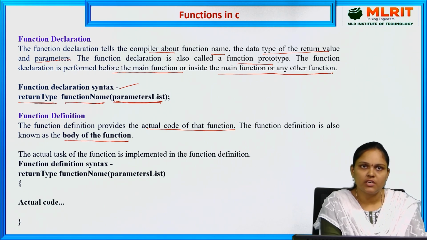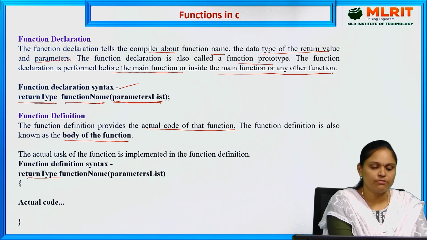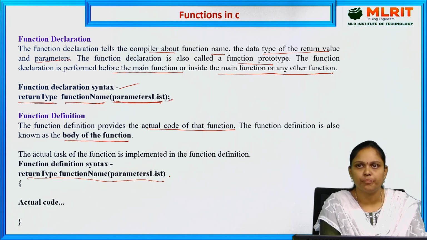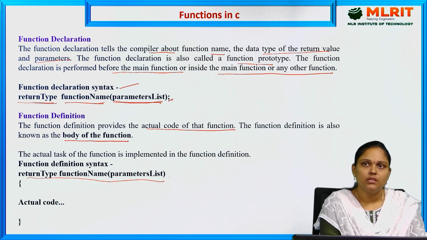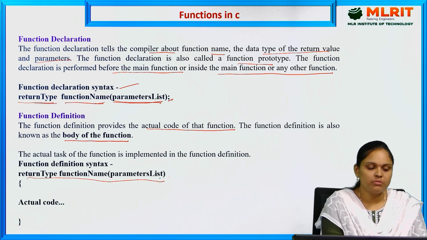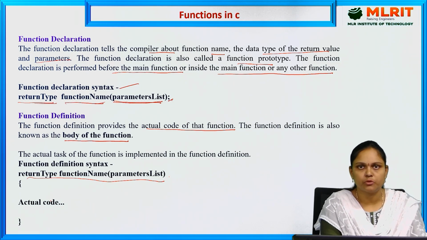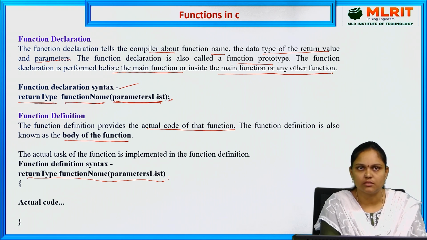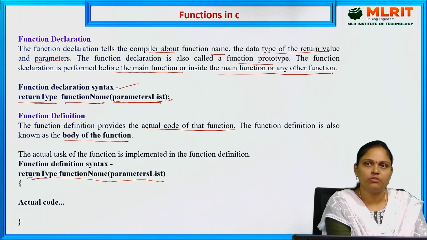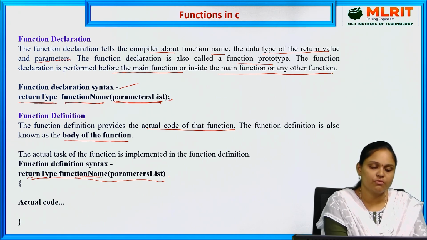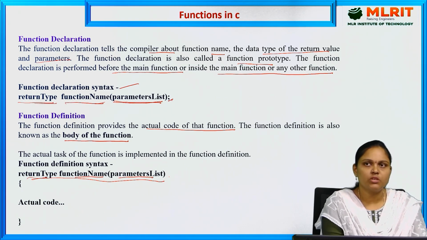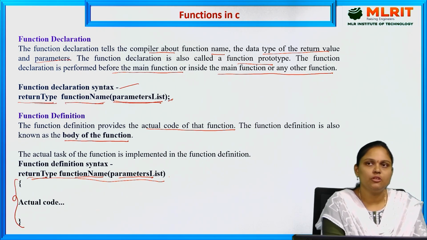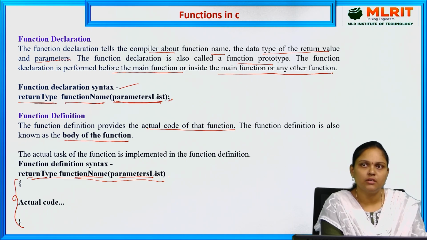The function header is the same as the syntax of the function declaration. Only the thing is, here we are not using the semicolon. As we know, if you use the semicolon, the line gets terminated, and then the code inside will not run properly. That is the reason why in the function definition we are not using any semicolons here. So this is the return data type, next this is the function name, and next the parameter list, what kind of inputs we are giving. In these opening and closing brackets, we are writing the code that is defined for our function.